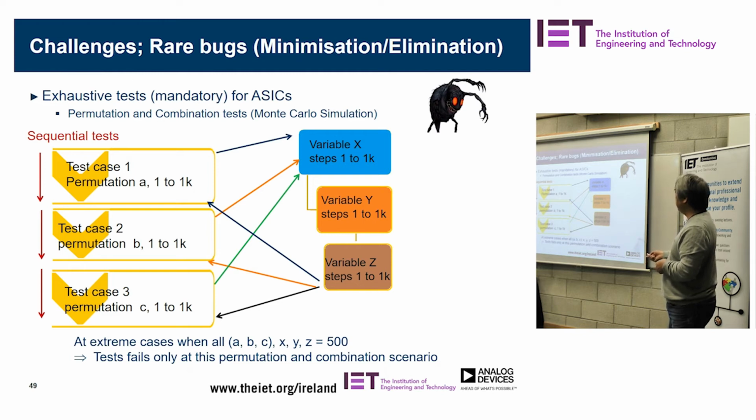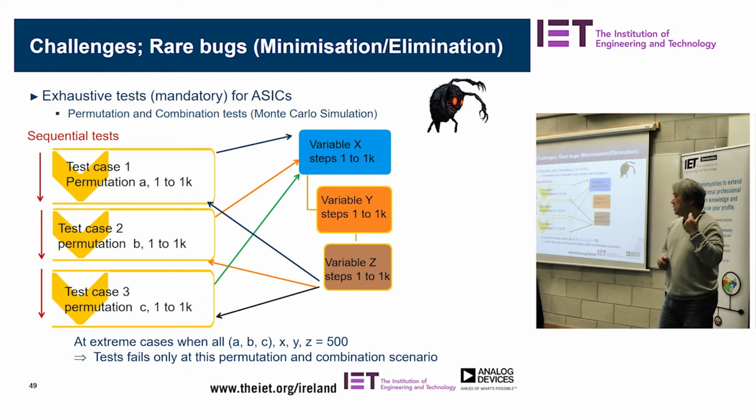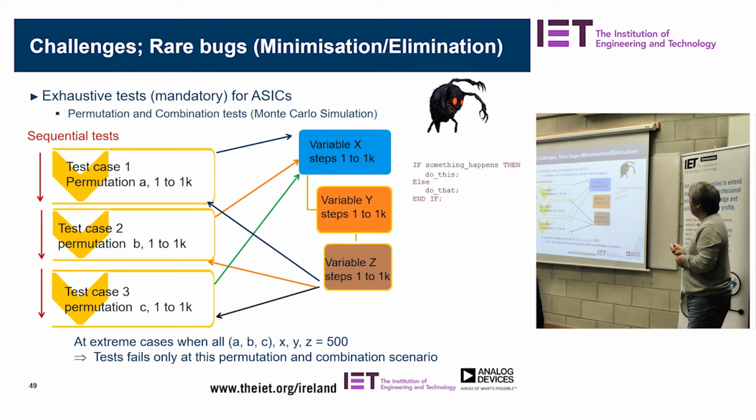If this 500, this 500, this 500, this 500, this 500, this 500, it does not work. It only happens in that combination scenario. It took me quite a while to find the problem. When I look at the code and start looking deeply into the design, it actually boils down to this code: if something happened, do this, else do that. There's nothing wrong with that.